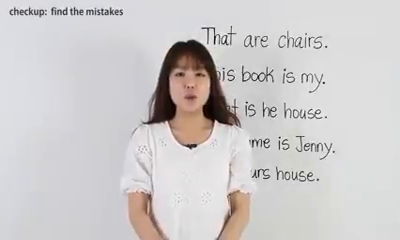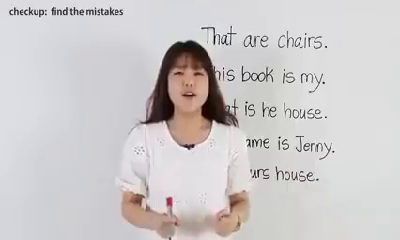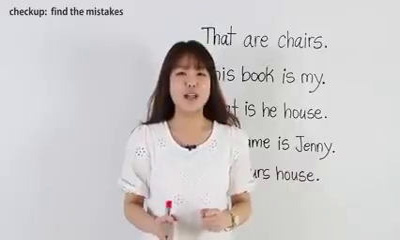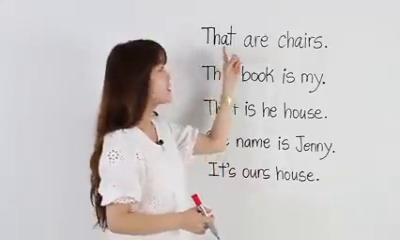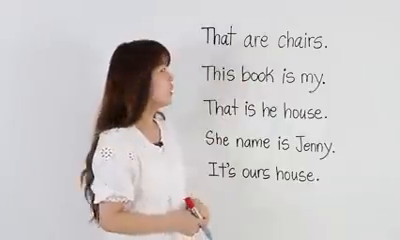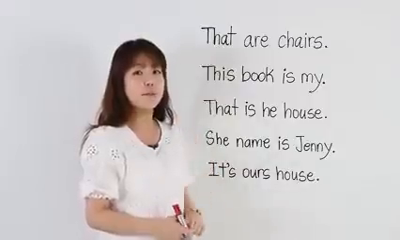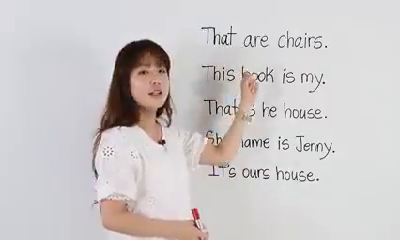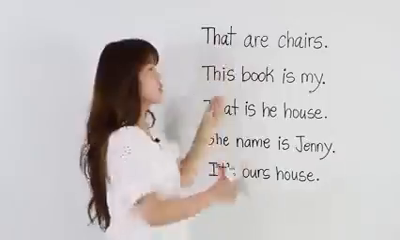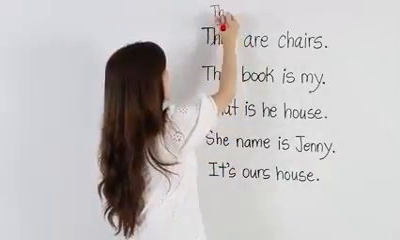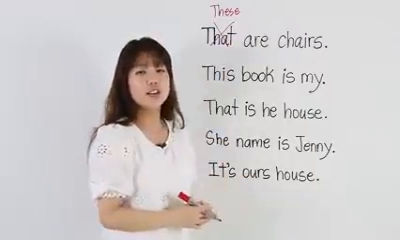Okay, for this last part, we're going to look at these sentences, but they're all wrong. They all have mistakes, so you have to find the mistakes for me. Okay, so the first one says, that are chairs. We know that's wrong. That is used for singular nouns, one. But it says are, and it says chairs with an S. So we have to change this word. We can say these are chairs or those are chairs.